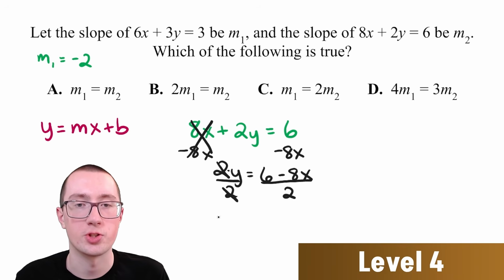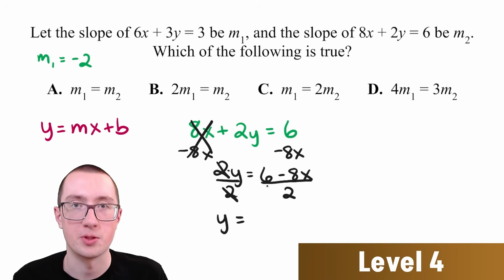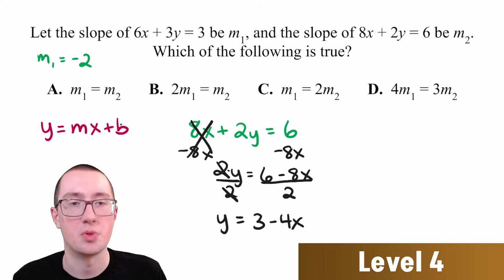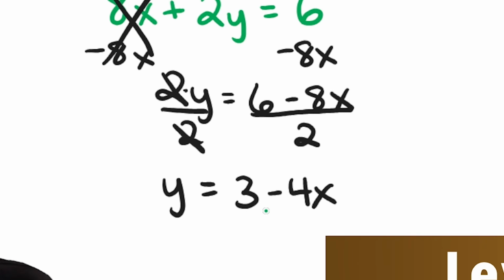On the left side, we're just going to have y, and on the right side, we're going to divide the 2 out to both numbers. So 6 divided by 2 is 3, and 8 divided by 2 is 4, and the x is going to stay. So again, this is backwards, but it's still in slope-intercept form. The slope is the number in front of x, or m, and the number in front of x here is negative 4. So negative 4 is our slope. So there you go.